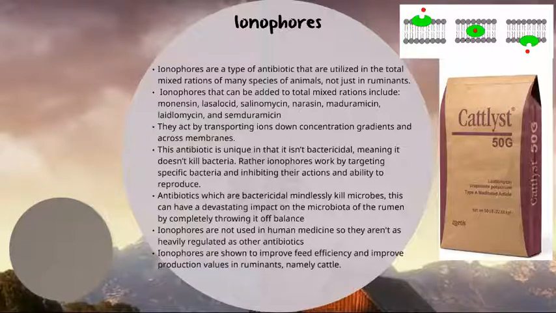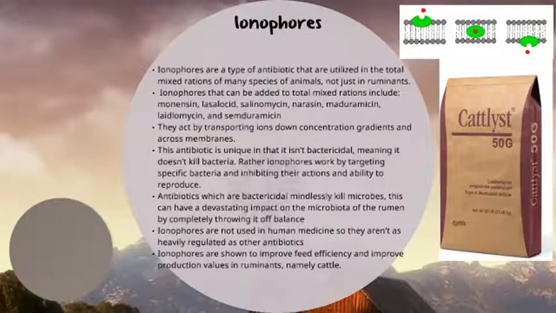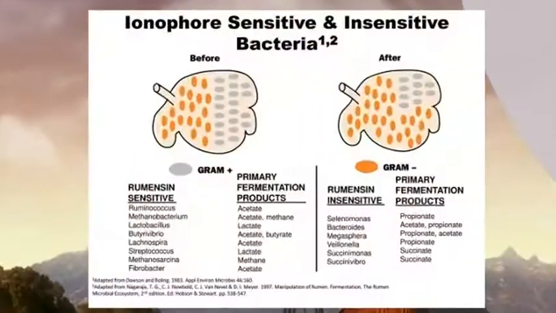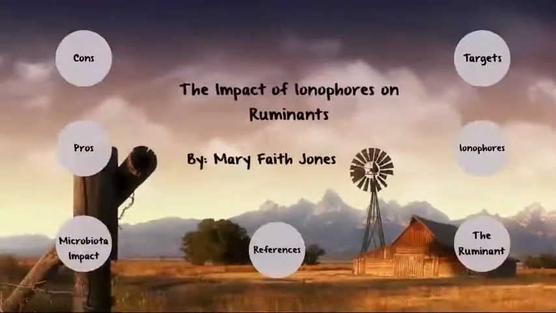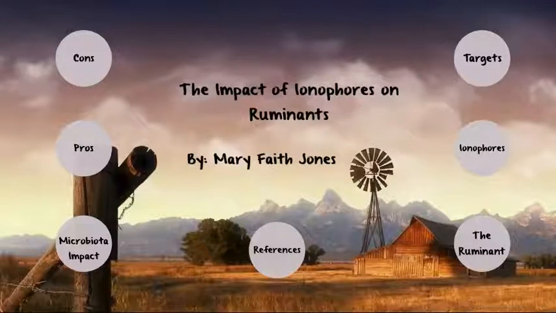Ionophores are shown to improve feed efficiency and improve production values in ruminants, namely in that of cattle. As you can see here is a diagram of ionophore-sensitive and insensitive bacteria, showing the before and after effects of giving ionophores to a ruminant and the impact that it has on the overall diversity. So, how do we achieve our goal of feed efficiency, and what impact does this have on the microbiota of animals?